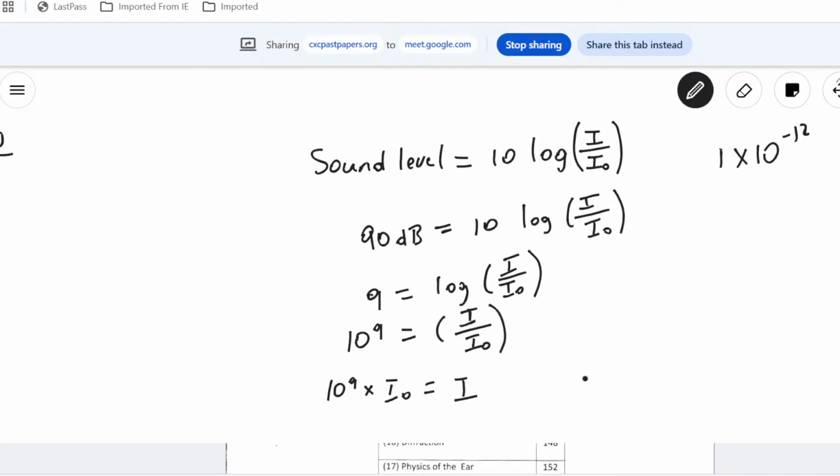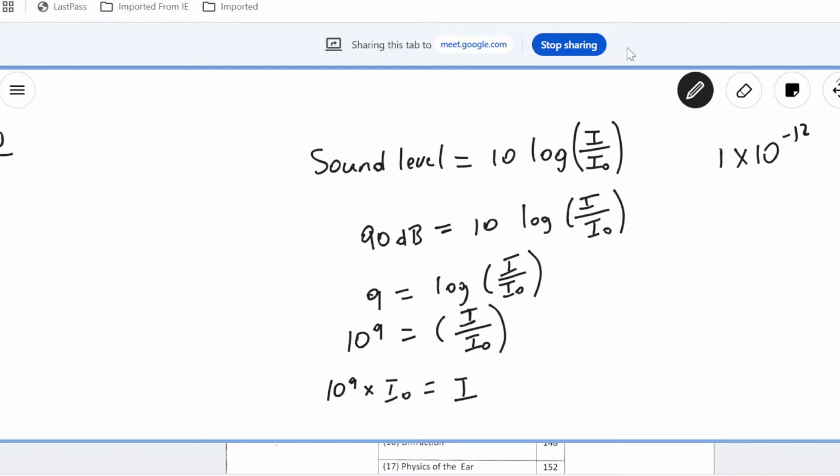Wait, sir, could you go back on the working out real quick? So how did you go from 9 to 10 raised to the 9? Because remember, log is base 10. If you look on the calculator, depending on the calculator you're using, the inverse of log is anti-log. So anti-log would just be 10 to the power of.